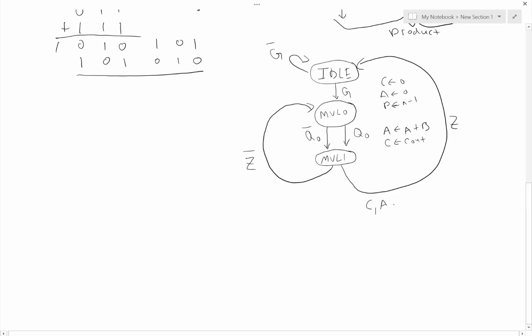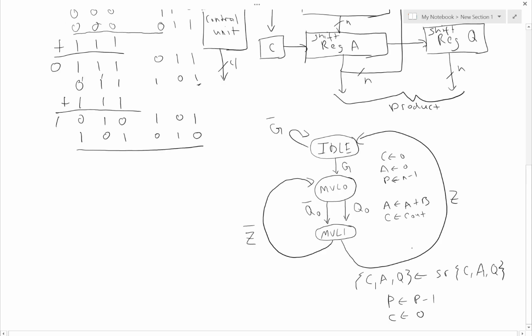So if we treat the carry flip-flop, the registers A and Q as just a single register, what we're really doing is shifting all those bits to the right one position. We're also decrementing the counter and resetting the carry flip-flop to 0.